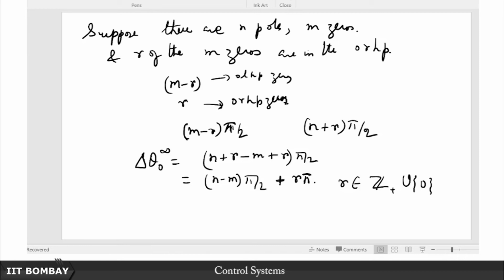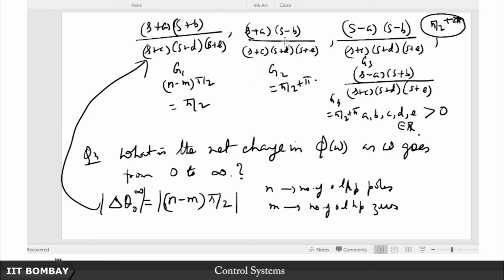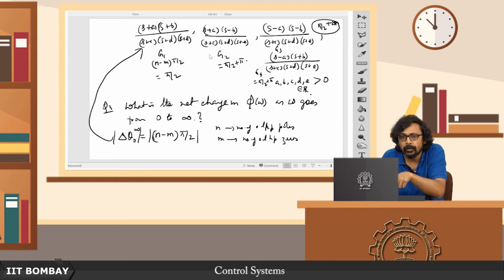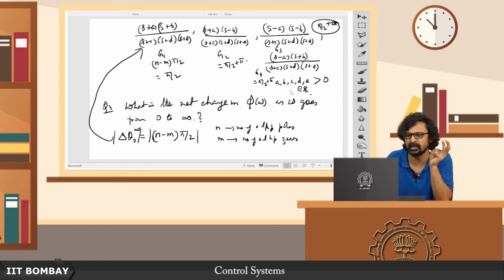The minimum phase is that one which has all its poles and zeros on the left half plane. Even if you move one of them away, you will have a net phase change that is greater than that of the minimum phase system. So the minimum phase system is unique, but the non-minimum phase system, of course, is non-unique.